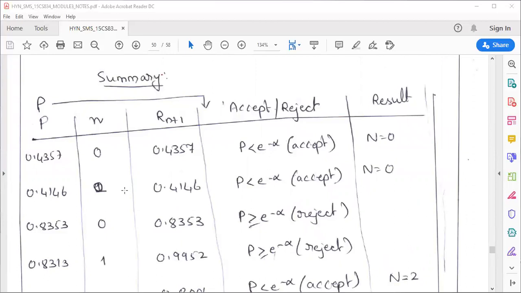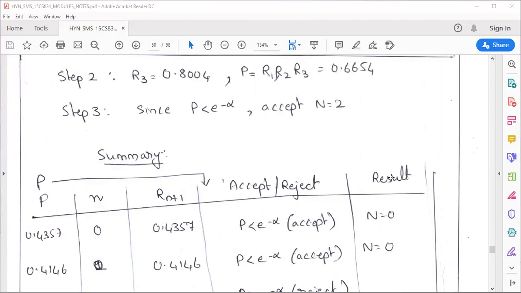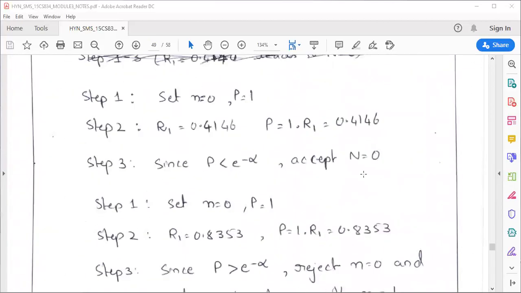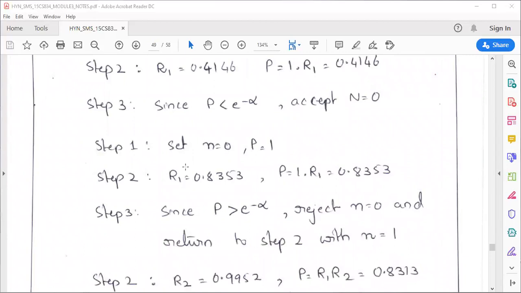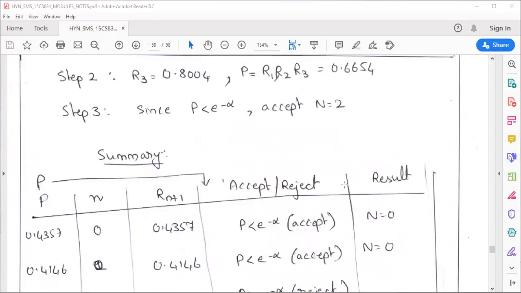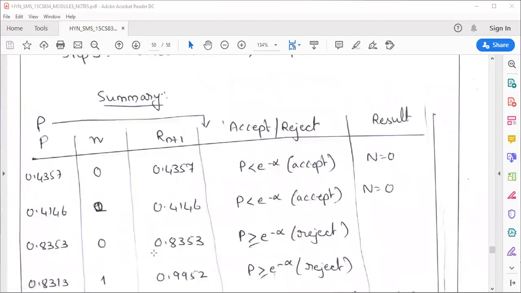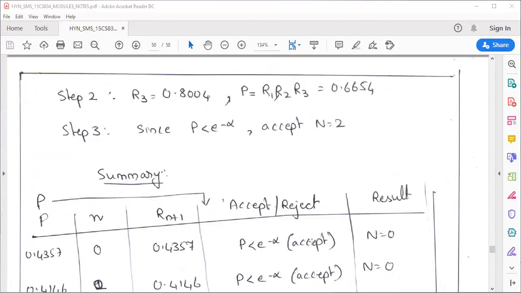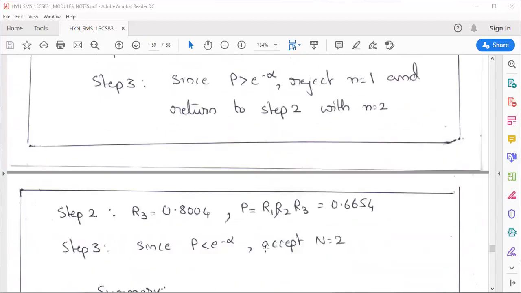0.4146 is the random number. So small n value is 0. For Poisson variate, 0.4146, P is less than e power minus alpha, so accept n is equal to 0. Now coming to the third step, what did we do? We took one more random number. What is the random number? 0.8353. What was the value of p? 0.8353. We rejected it. The value of n was 0, the value of p is 0.8353. Since it is greater than e power minus alpha, we have rejected. Then what did we do? We incremented the value of n by 1.